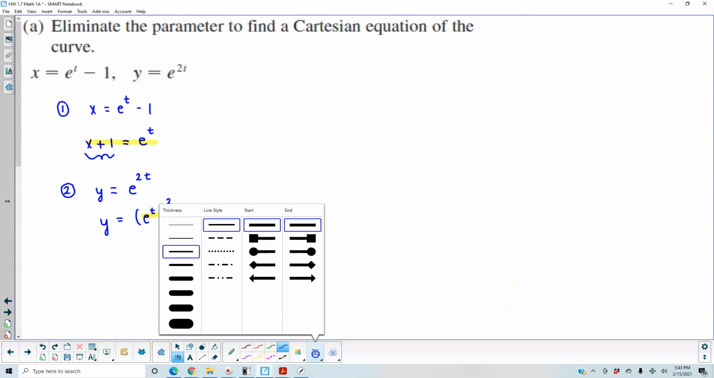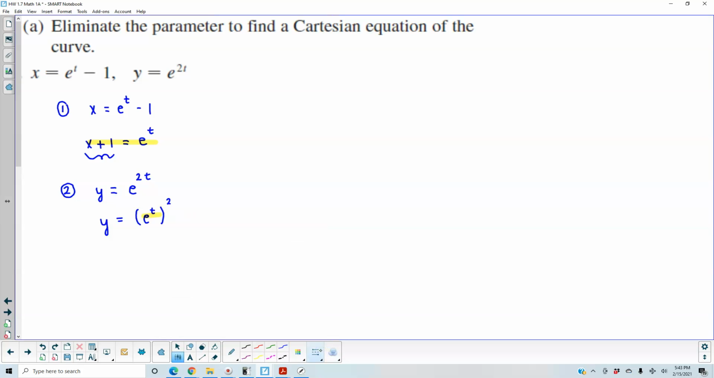So let's go ahead and do that. We end up with y equal to x plus 1 squared. We also know that the restriction here is that x must be greater than negative 1. So what that means is that we're going to have the right side of the parabola.